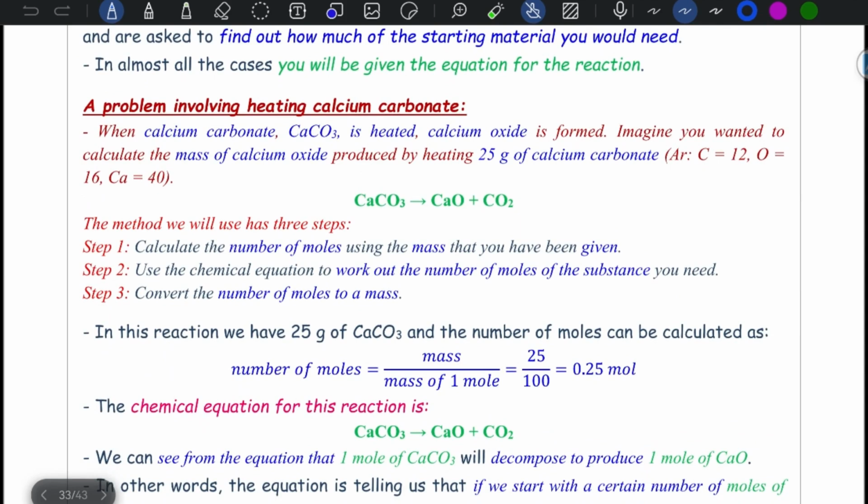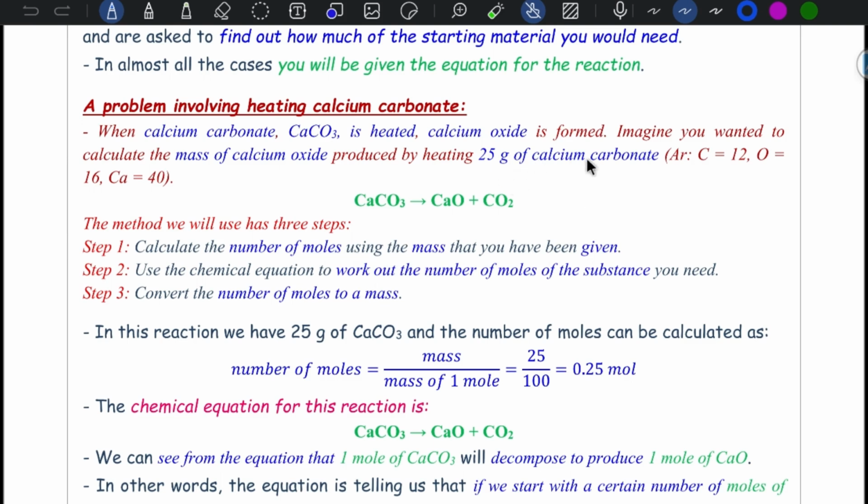Let's start with the first one, a problem involving heating calcium carbonate. When calcium carbonate, CaCO3, is heated, calcium oxide is formed. Imagine that you want to calculate the mass of calcium oxide produced by heating 25 grams of calcium carbonate, with the AR of each one provided. Steps: just 3 steps. Calculate the number of moles using the mass given.